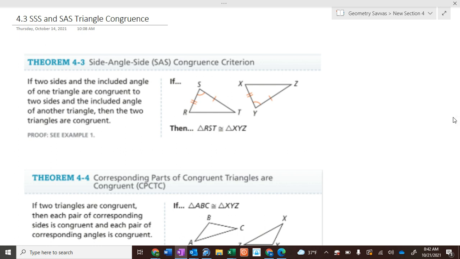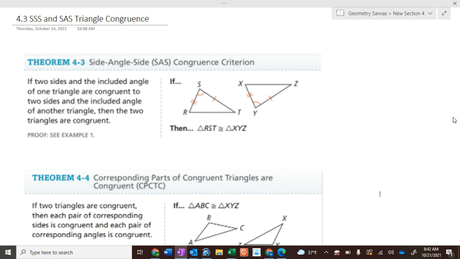For the next two lessons here, we're going to be showing how triangles can be proven congruent to each other. So we're only dealing with triangles here, not with other types of shapes, just triangles. And we're going to have kind of an alphabet soup of letters coming at you, so you have to understand what all the letters mean. So our first one is side angle side.